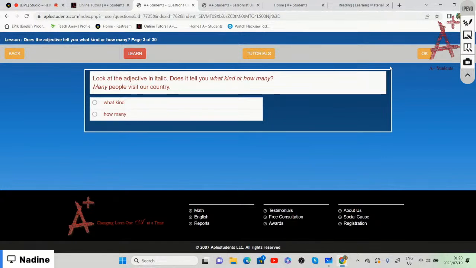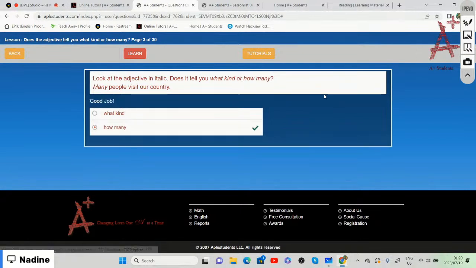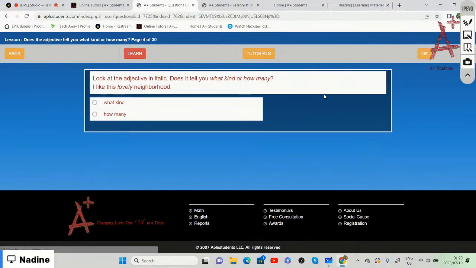All right. So remember we said earlier on that how many doesn't necessarily have to be a number. It doesn't have to be a number 1 to 10 to show how many people, for example, visited the country. We don't have to say 10 people visited our country or 100 people visit our country. We can even say many people visit our country, which tells us how many people visit our country. You can either say many, few, some, etc.